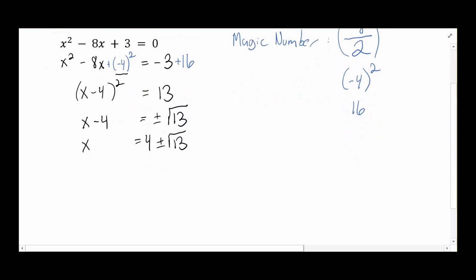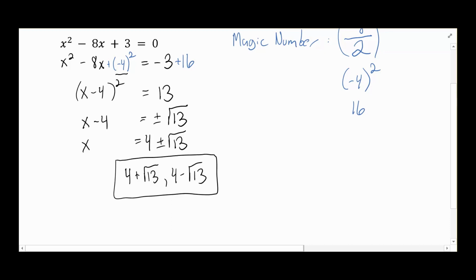Now again, as far as the homework system is concerned, this is 2 separate answers. It's 4 plus root 13 and 4 minus root 13. But there we go.